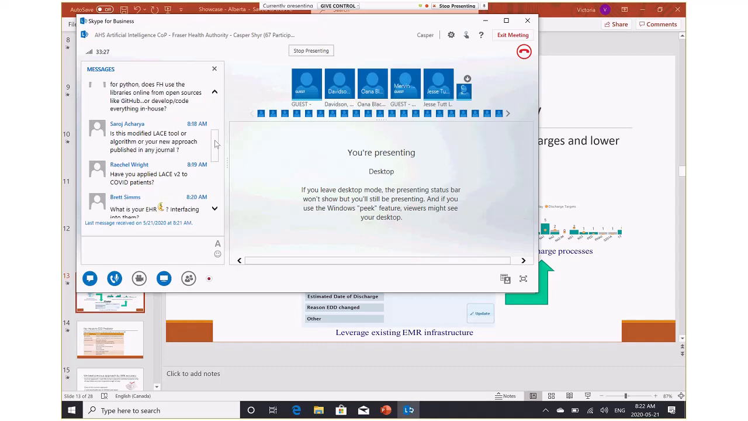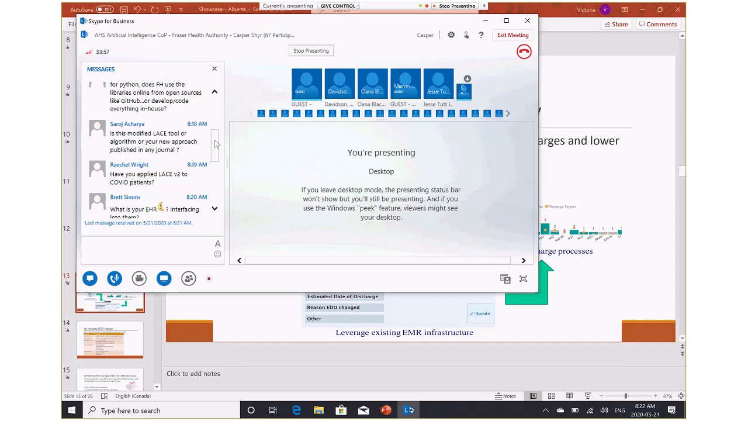The next question from Suraj is, is this a modified LACE tool or an algorithm, or is your approach published in a journal? Yeah, so thank you for bringing that up. Publication is on my mind right now. We haven't got a chance to do much of that yet, especially with COVID. But certainly, it is on my mind to hopefully be able to do more, to share some of our technical aspects in publication.